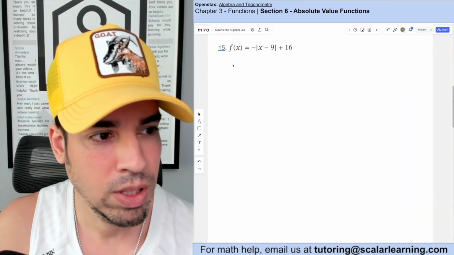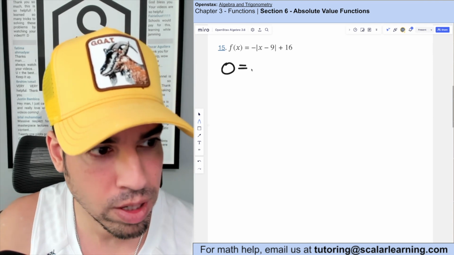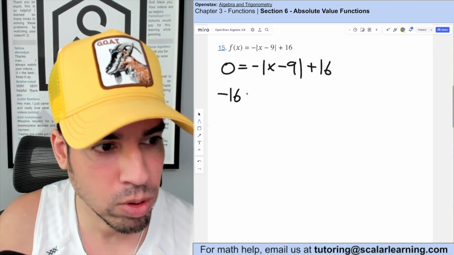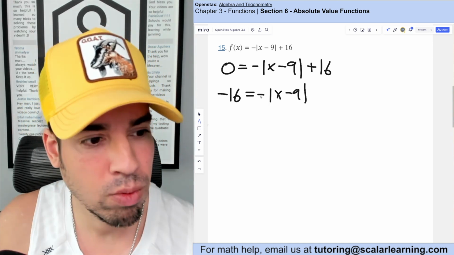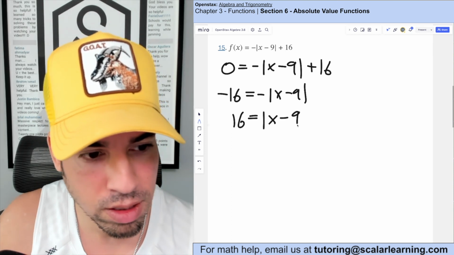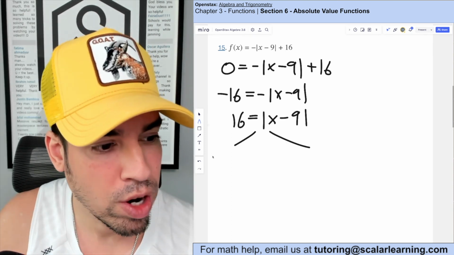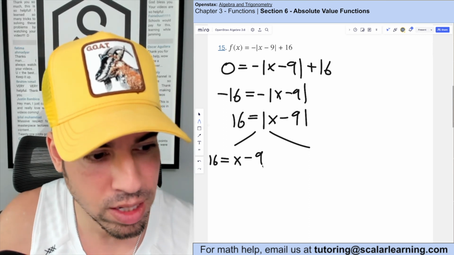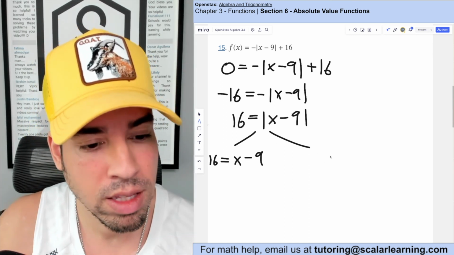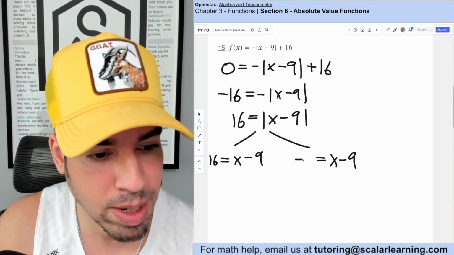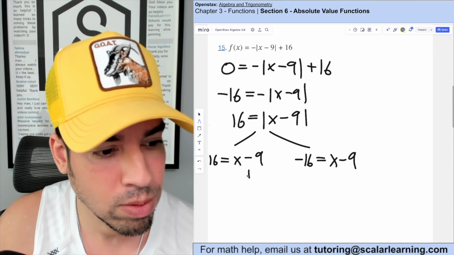Boom, done. For this one, to find the x-intercepts, we're going to plug 0 in for the function value and solve for x. So first, I'm going to subtract 16 from both sides. Then I'm going to divide by -1 to get rid of that negative, and then 16 equals the absolute value of x minus 9. Now we're going to split this into two equations. First, it's just 16 as is equals x minus 9 with the absolute values removed. And then here again, we're going to remove the absolute value bars, but we're going to negate that side to make it -16.